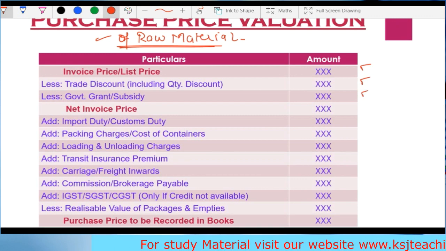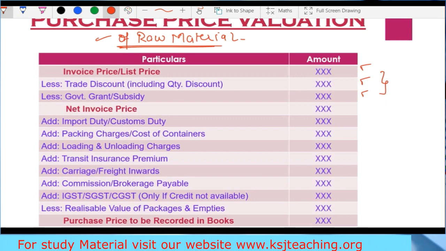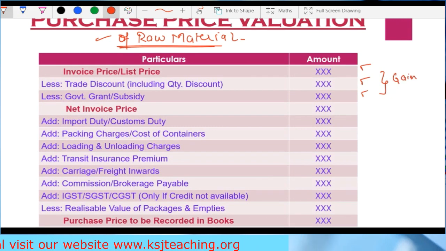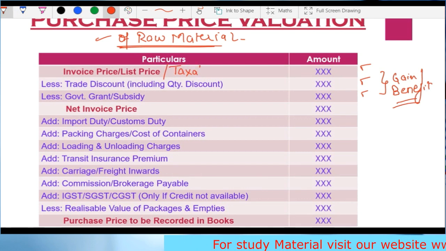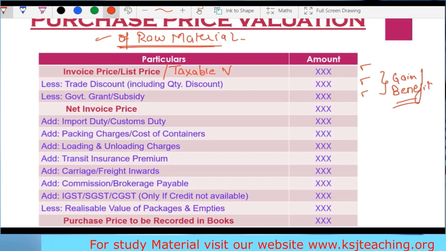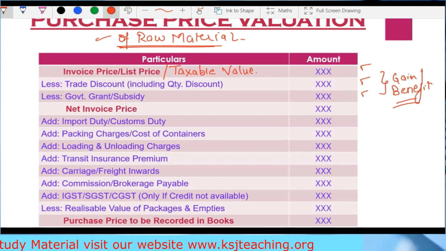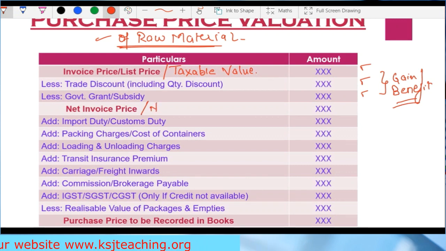Okay, we'll subtract it. Why do we subtract this, sir? This is basically a gain for us. This is not a cost for us. This is a benefit for us. That is why we are going to subtract it. Then we get the net invoice price. We can also call it taxable value, like in GST, where we have the concept of taxable value. This we can say is the net taxable value after the discounts and any subsidy.